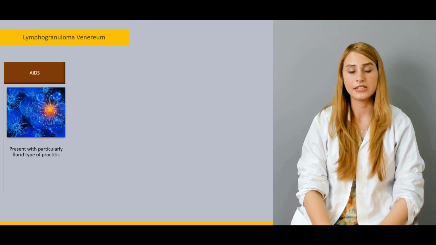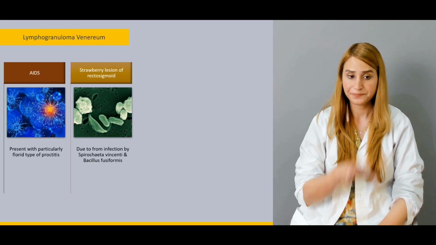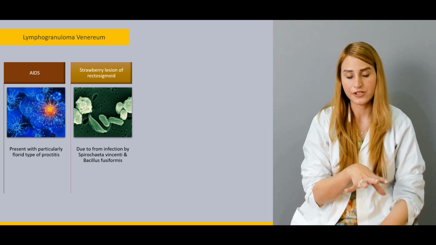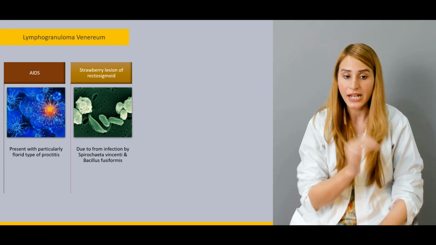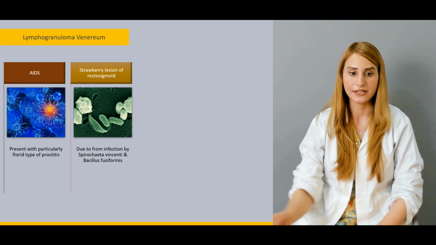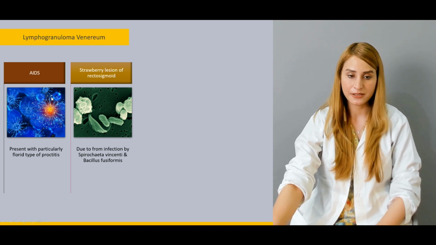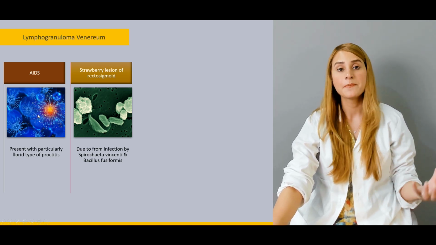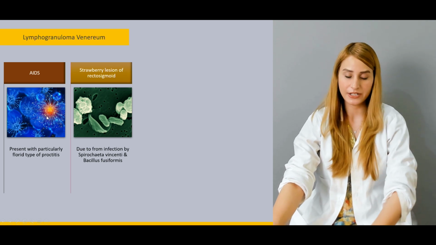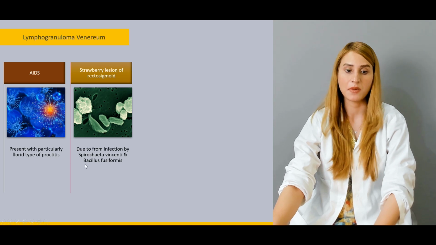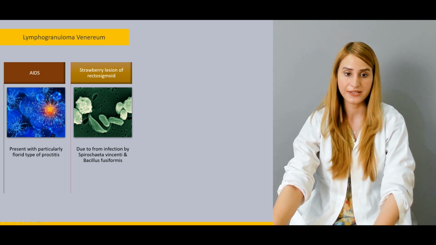So if we talk about lymphogranuloma venereum, this is most common with AIDS, acquired immunodeficiency syndrome, and the kind of lesion or the proctitis is a florid type of proctitis. You can see here, it is associated with AIDS, but the specific feature you'll get here is a florid type of proctitis. Or there can be a strawberry lesion of the rectosigmoid, and if there is a strawberry lesion, you can see here different kinds of strawberry lesions are present.